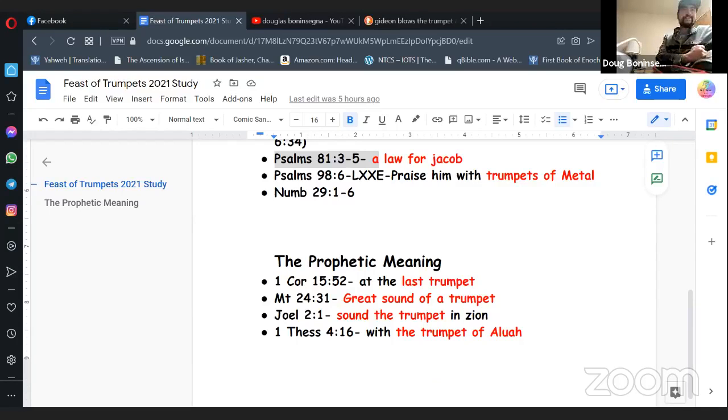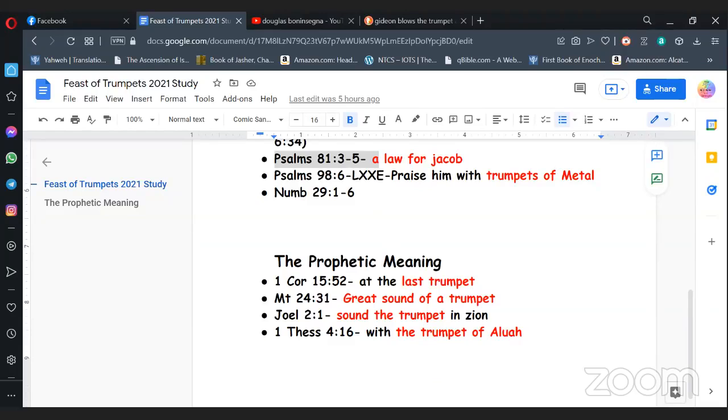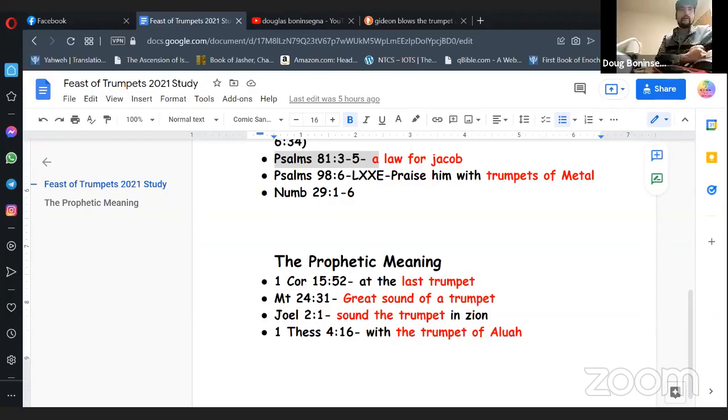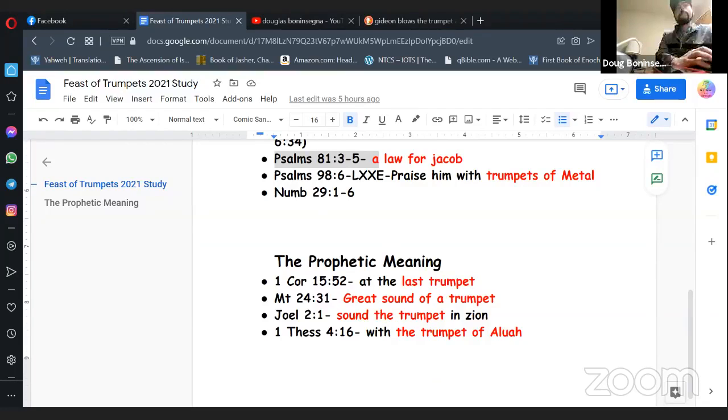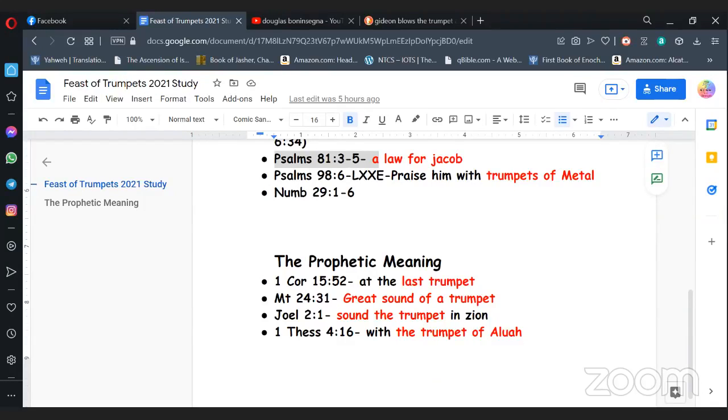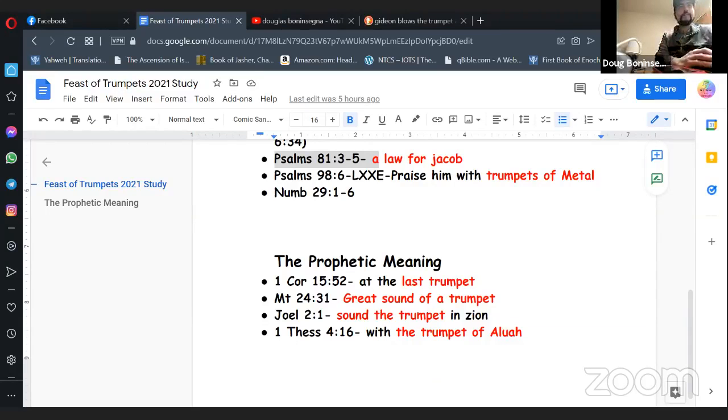So what that's saying is it's a law for all Yashar, not just for Levi. He appointed a witness in Yosef when he went forth to the land of Egypt. He heard a language he did not know. Kind of interesting. I wonder if it's talking about the Egyptian language. But the point to take away from verse 4 is that this is a law for all of Yahuwah's people, not just the lineage of Aaron.